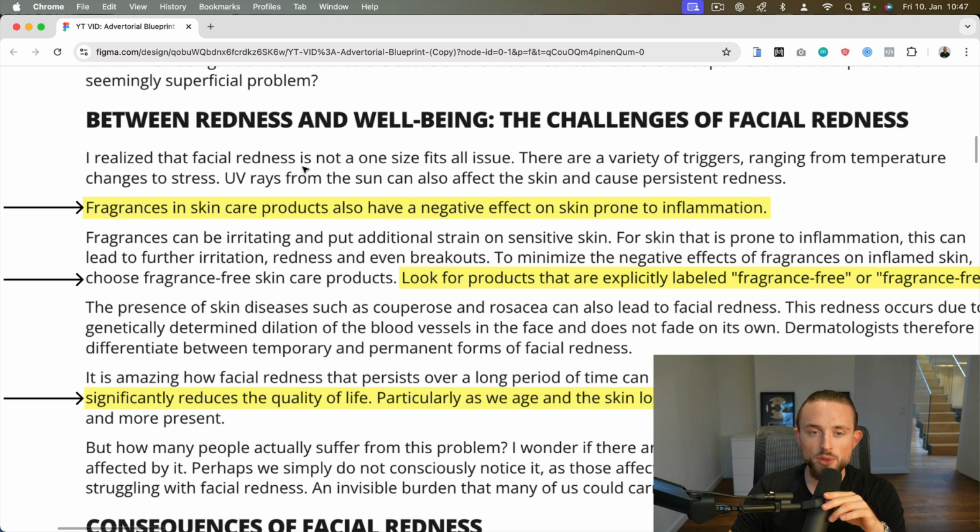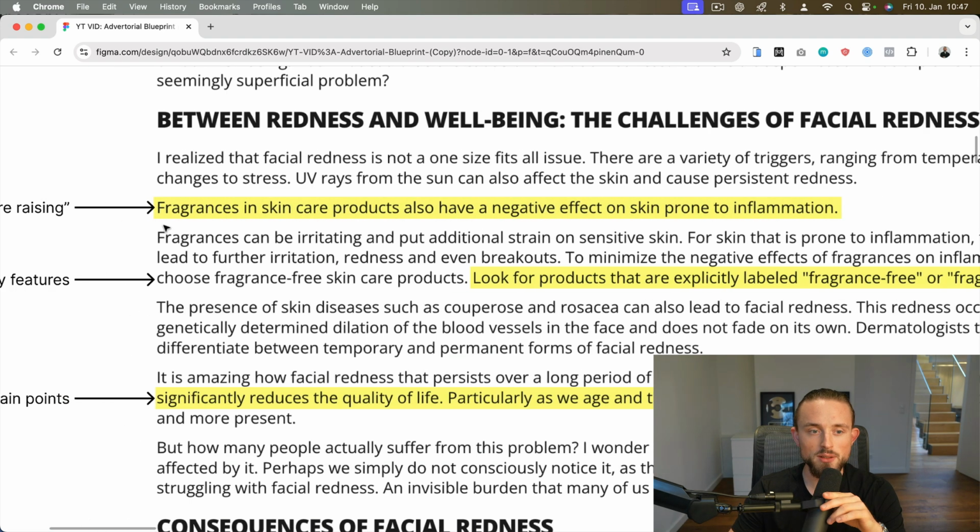I realized that facial redness is not a one-size-fits-all issue. There are a variety of triggers ranging from temperature changes to stress. UV rays from the sun can also affect the skin and cause persistent redness.